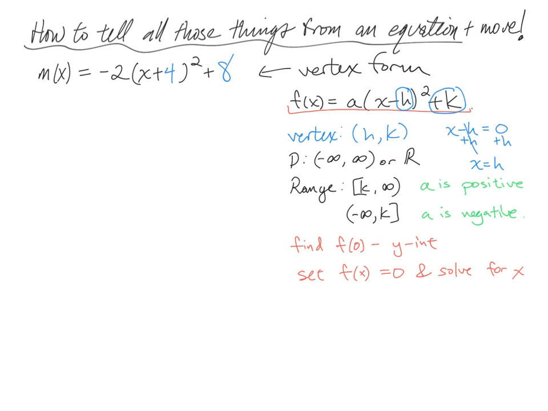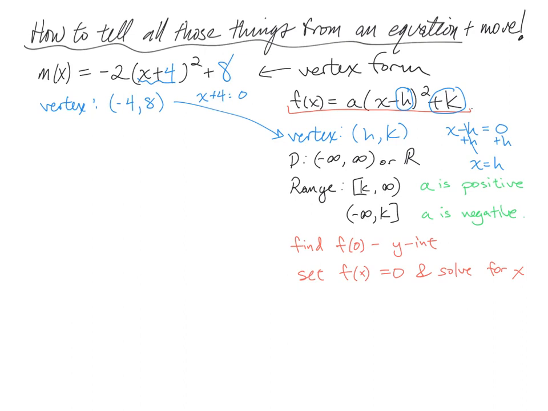Okay, so the vertex here for this particular example would be, so I have it in blue now to match up with the vertex over here. The vertex would be negative 4, 8, because if you take what's inside this set of parentheses, x plus 4, you set it equal to 0 and solve for x, you would get the negative 4. That's here. The y-coordinate of the vertex, again, is just this value that's either being added or subtracted.